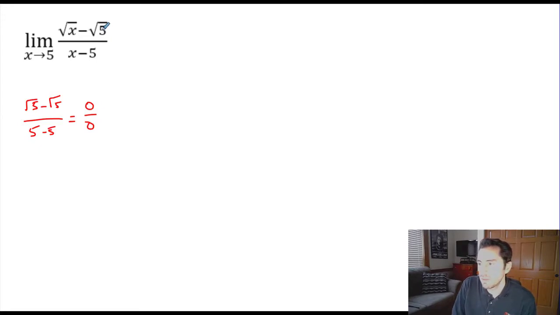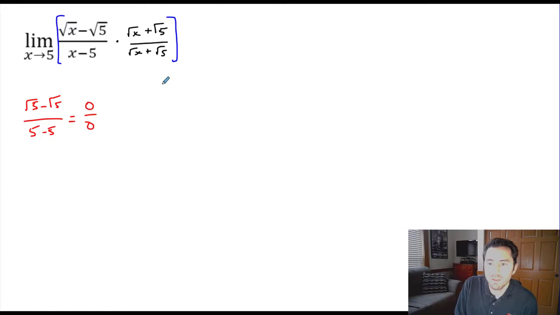So let's take our rational function here, and we're going to multiply by the square root of x plus the square root of 5, and we're going to do that on the top and the bottom. Just a note here, this is all happening within the limit. It's like I'm multiplying by 1, so I'm not changing any values here, but I just wanted to note that this is all happening on the inside. The reason we want to multiply by a conjugate is because one is plus and one is minus. This is going to simplify really nicely.